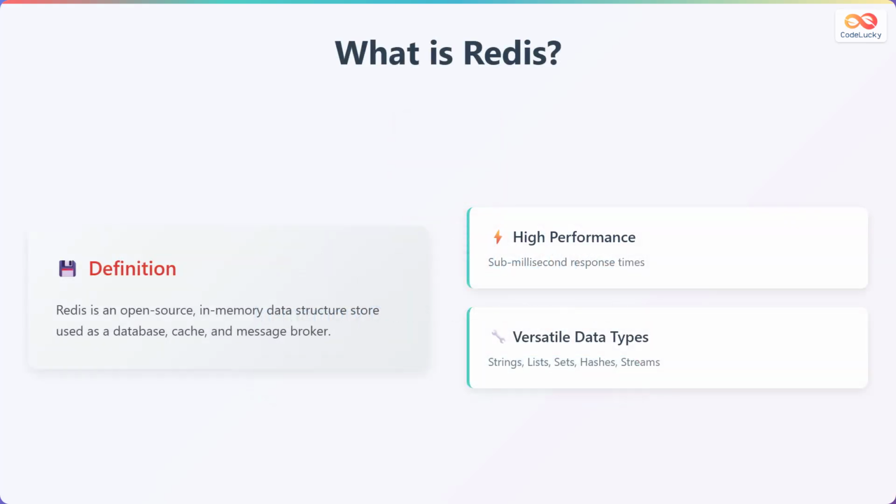So, what exactly is Redis? Redis is an open-source in-memory data structure store. It's used as a database, a cache, and even a message broker. Because it operates in memory, Redis offers exceptionally high performance, providing sub-millisecond response times. Additionally, Redis is versatile, supporting various data types such as strings, lists, sets, hashes, and streams, making it suitable for a wide range of applications.